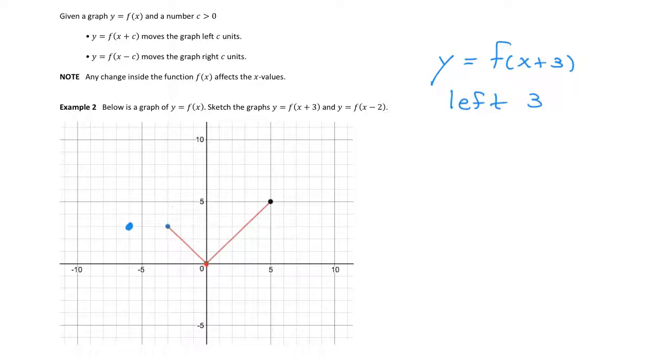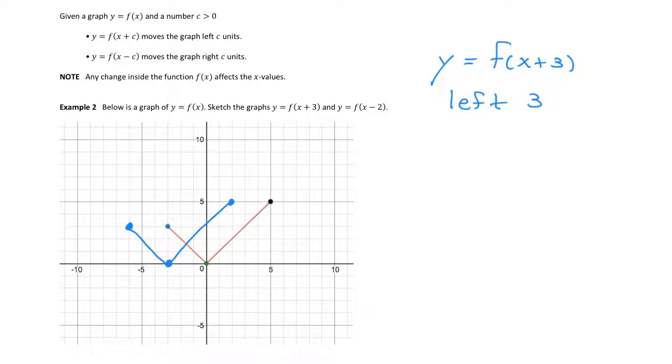This point has an x value of 0, so it's going to end up at an x value of negative 3. And this point has an x value of 5, and like we said, if we move 3 places to the left, it ends up at 2. Every point does this, and this is a graph of f of x plus 3.